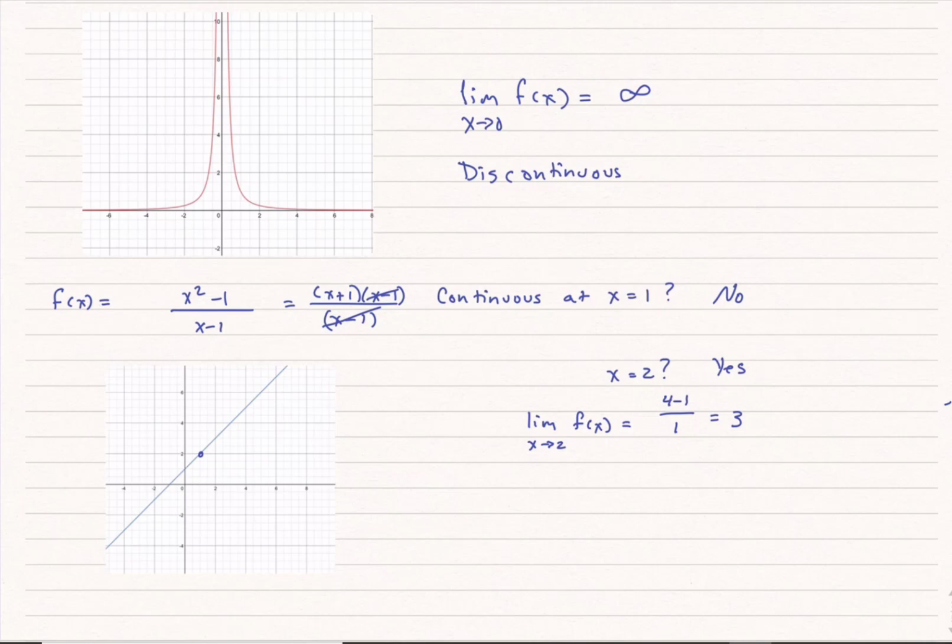Even though the graph in your calculator or Desmos would show it as a straight line, if you hovered over that point in Desmos, it would say that it was undefined at that point. The table function in the calculator would tell you the same thing. Now at x equals 2, we're fine. So this function is in fact continuous at x equals 2 because the limit does exist. It happens to be equal to 3, and that's the same thing as f of 2.